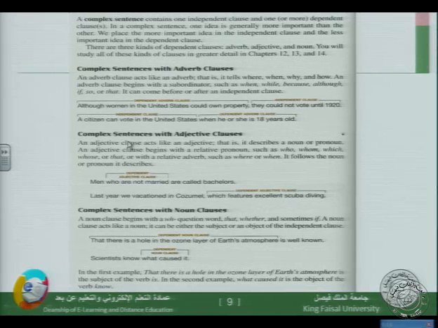Let us read what you have in your textbooks right here. Let us read it together and see the other topics that we need to cover. A complex sentence contains one independent clause and one or more dependent clauses. In a complex sentence, one idea is generally more important than the other. We place the more important idea in the independent clause and the less important idea in the dependent clause.